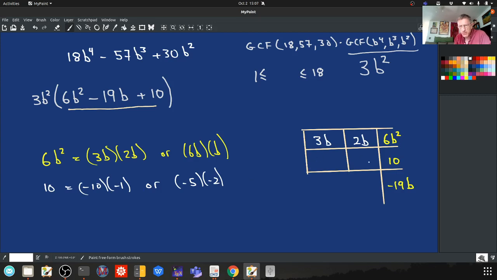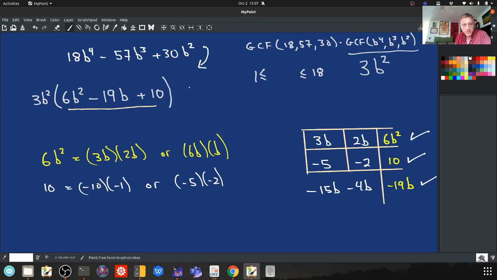So I'm looking for minus 19. Let's do minus 5 and minus 2. So that's going to give me minus 15b minus 4b. Great choice there, because minus 15b minus 4b is minus 19b. Minus 5 times minus 2 is plus 10, and 3b times 2b is 6b squared. So all of these are equal.